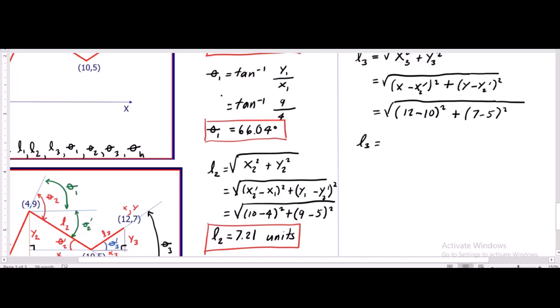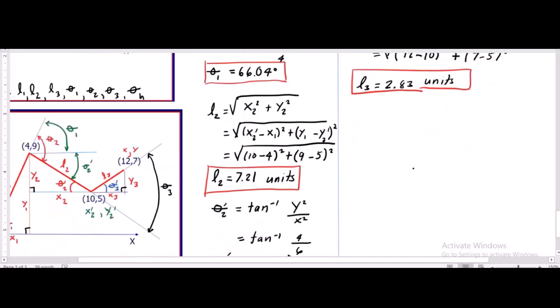So finally, we get the L3. This is 2 square plus 2 square is 4 plus 4 becomes 8. So 8 square root will give you 2.83. So this is 2.83 units. This is the answer for L3.